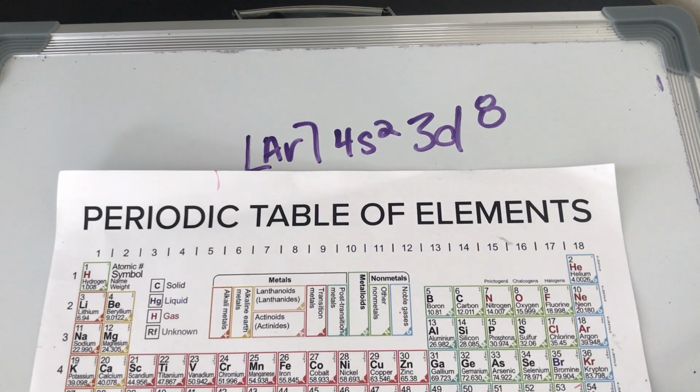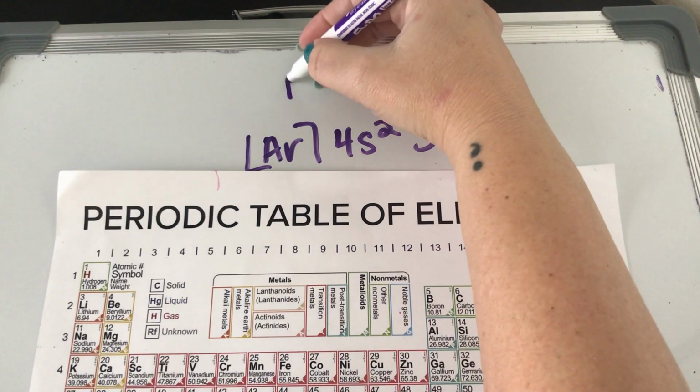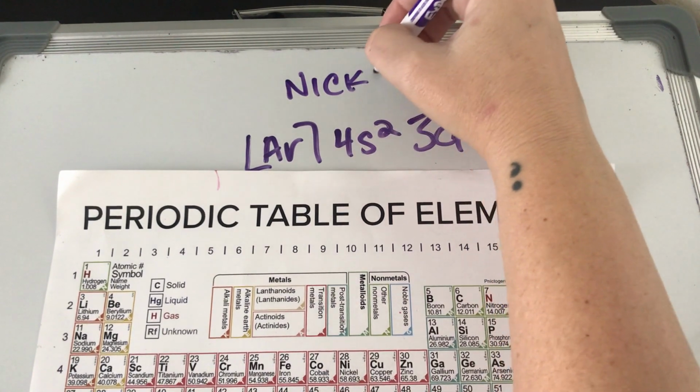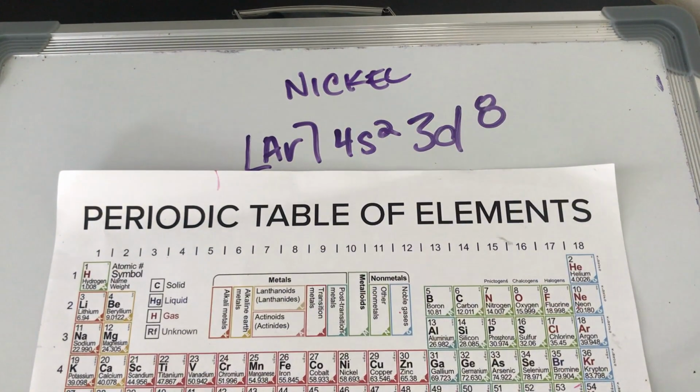Nickel. So we have 2 from the F's, and then we have 1, 2, 3, 4, 5, 6, 7, 8. Questions?